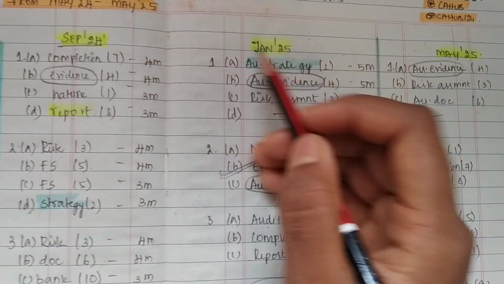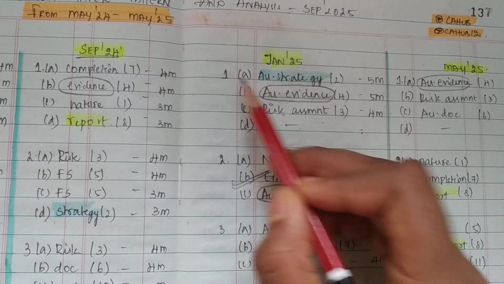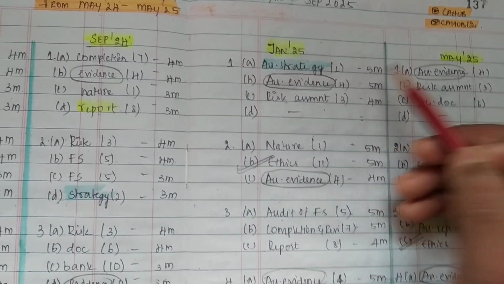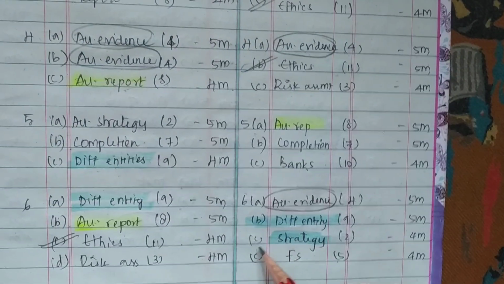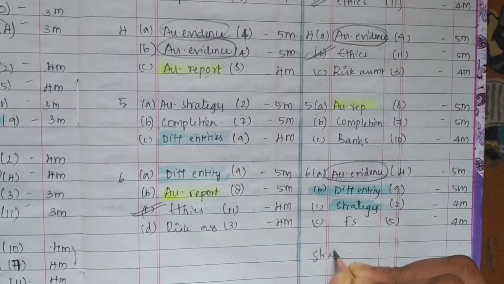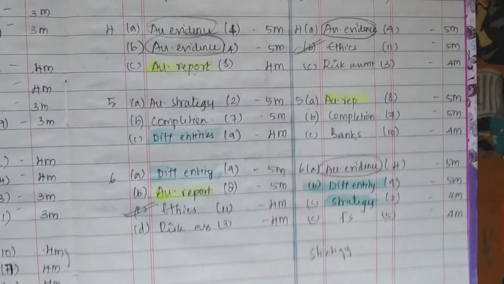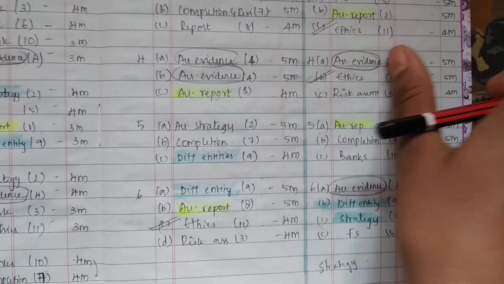As well as in the January 25 attempt, the first question comes from audit strategy for 5 marks, and in the May 25 attempt there is audit strategy for 4 marks. So more or less the strategy chapter is important because it has been asked in every attempt for at least some marks, okay.